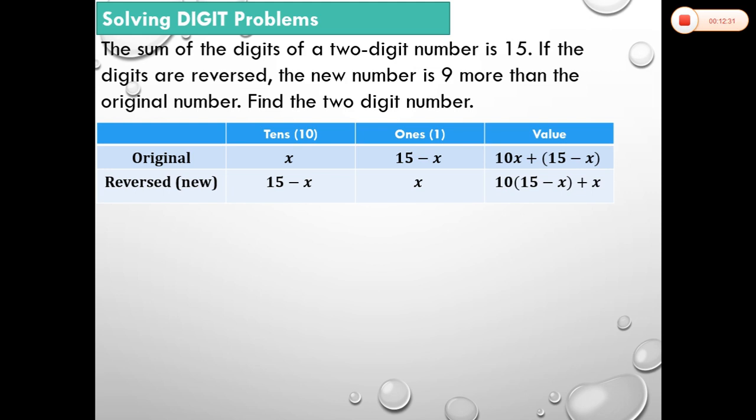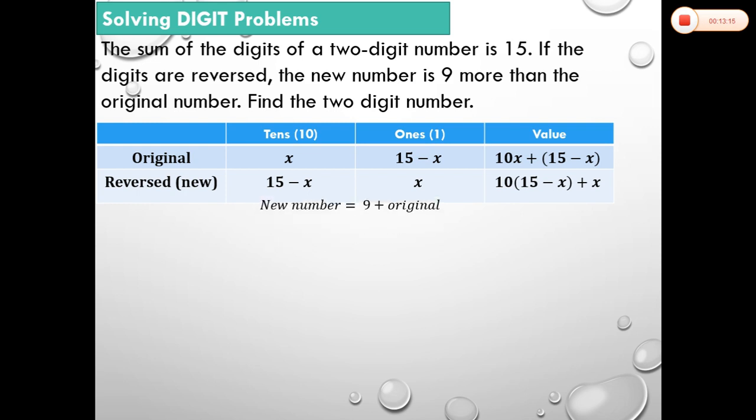Okay, let us use the table for the original and reversed digit. We have tens place and ones place. On the tens place, let us put x. And on the ones place, since the sum of the digits is 15, we use 15 minus x to represent the other digit. Then its value is x multiplied by 10 added to the quantity 15 minus x. The reversed order will be 15 minus x on the tens place and x on the ones place. The value of the reversed number is 10 multiplied by 15 minus x, plus x.